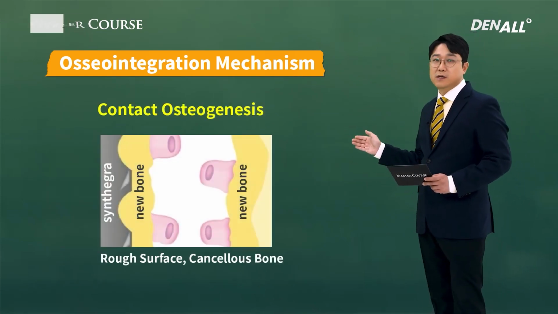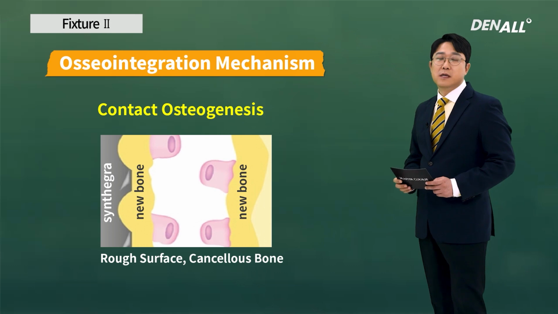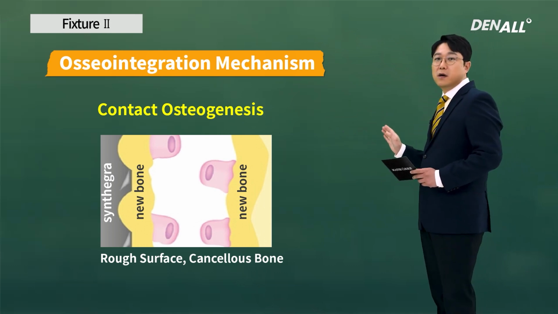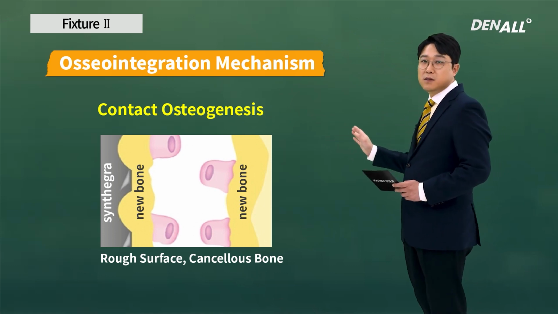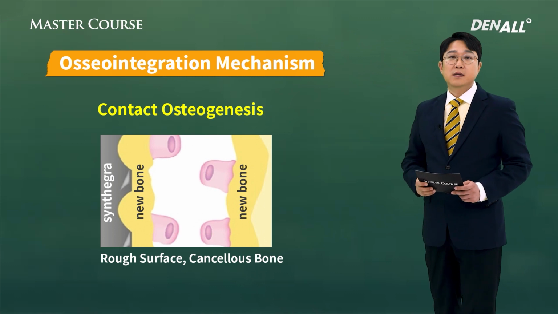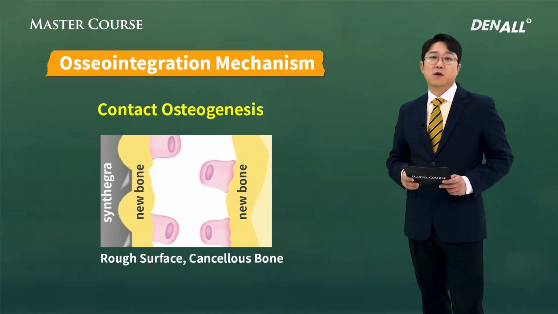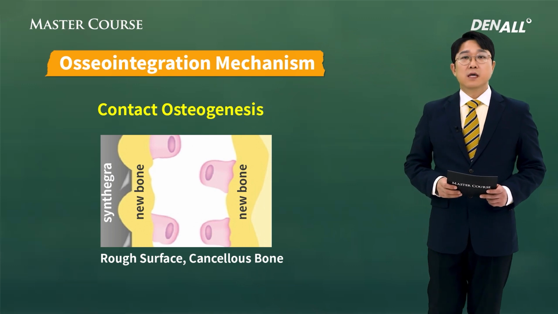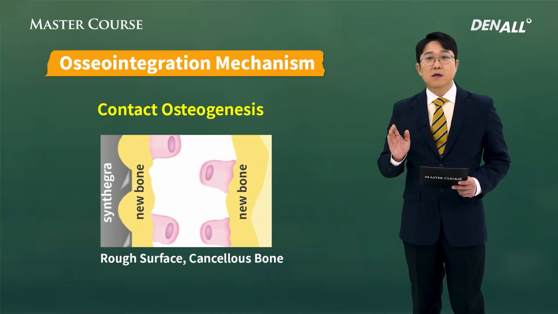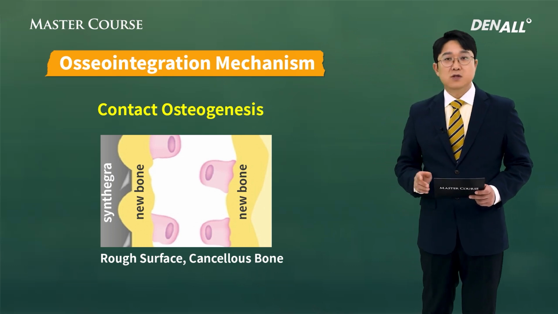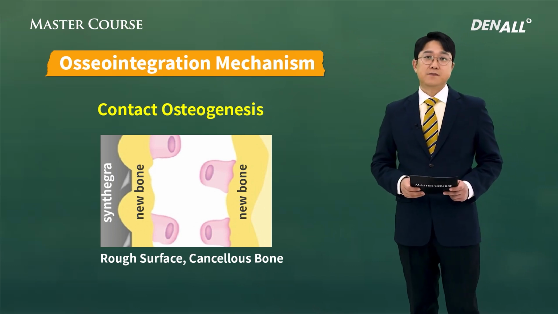Next, the contact osteogenesis process: from both the implant surface and the host bone, new bone is generated. If the implant surface is rough, the bone is formed like this. Depending on the implant surface, osseointegration and the time taken for that would differ.